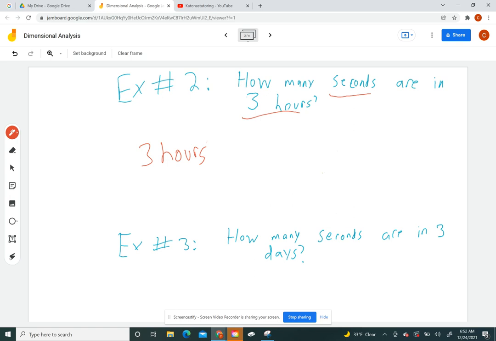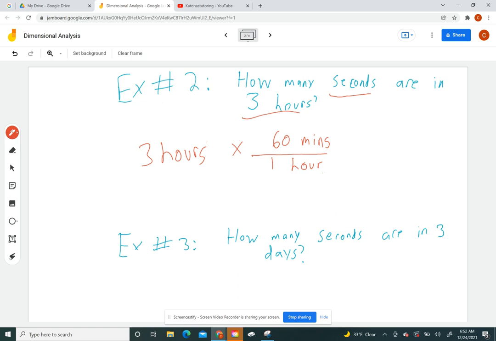Three hours is my starting unit. I'm going to multiply that by the first conversion factor, which is going to be relating hours to minutes. So I know there's 1 hour with 60 minutes. Now again, notice how I have hours and hours, so they cancel. But now I'm going to minutes. I don't want minutes, I want seconds.